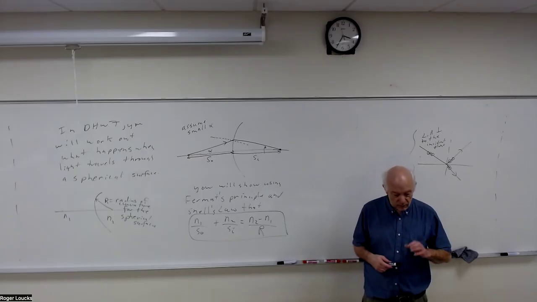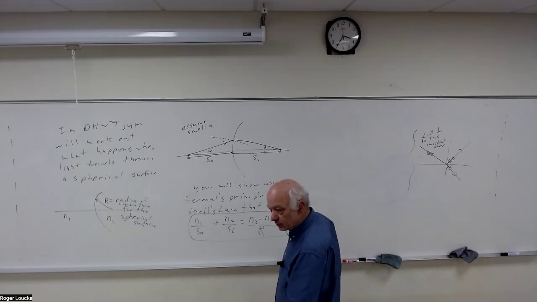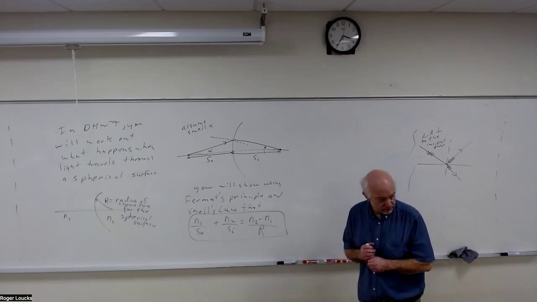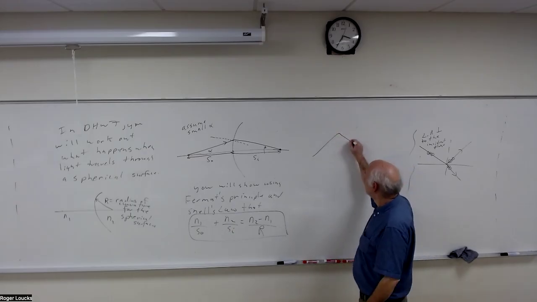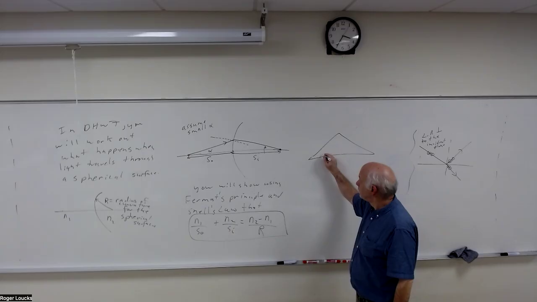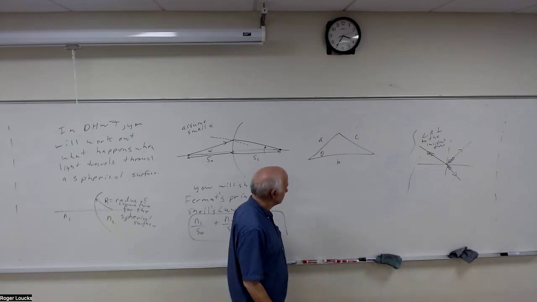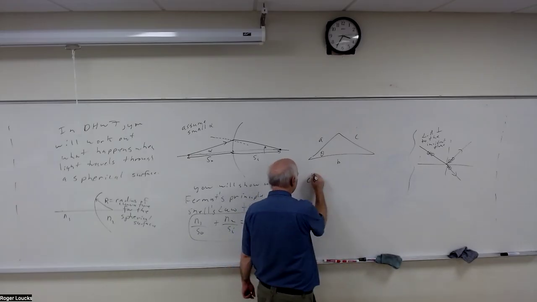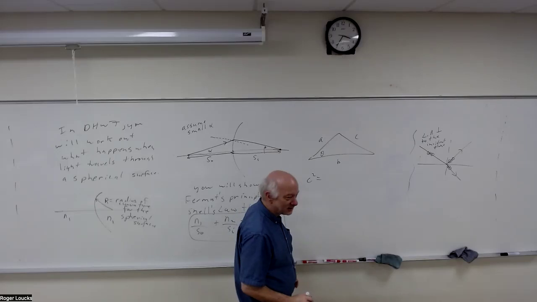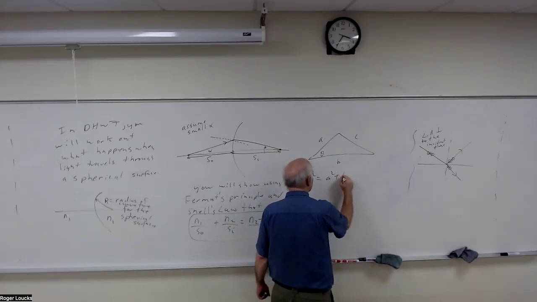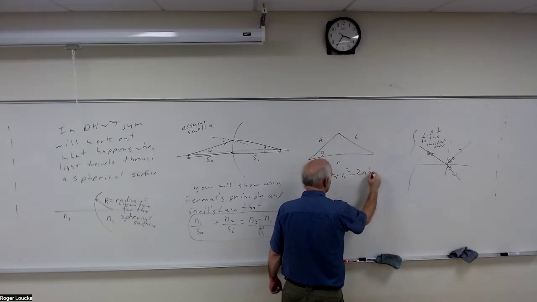We have to use the law of cosines and other jazz. What's the law of cosines? This is a triangle with sides A, B, C. C squared equals A squared plus B squared minus 2AB cosine theta. That's 2AB, not AB.